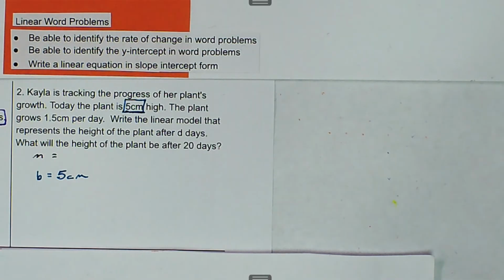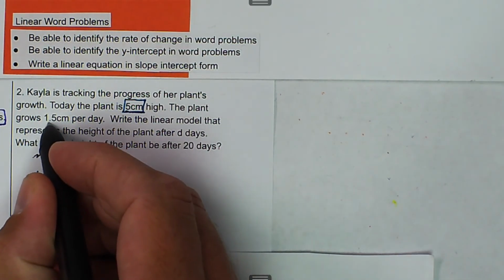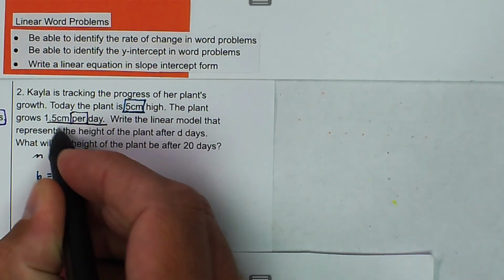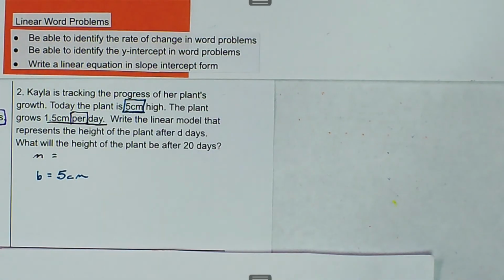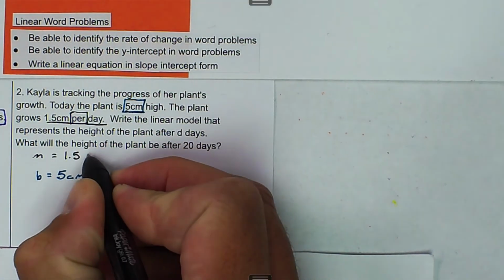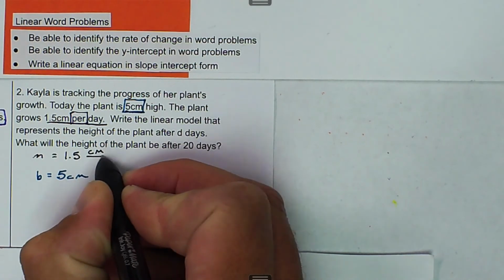The plant grows 1.5 centimeters per day. And here we have 2 units, centimeters and days, separated by the per sign, which actually means divide. So our slope is 1.5 centimeters per day.